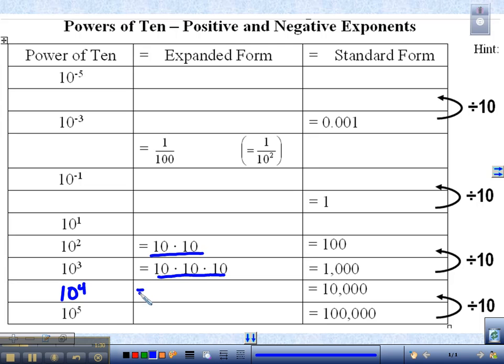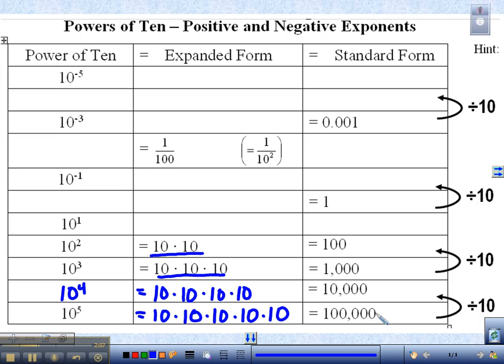10 to the fourth means 10 times 10 times 10 times 10. That exponent tells you how many times your base of 10 is being multiplied by itself. It's being multiplied by itself 4 times. When you multiply this all out, you get 10,000. All right, here we've got 10 to the fifth, which means we're going to multiply 10 by itself 5 times: 10 times 10 times 10 times 10 times 10. And when you multiply those all out, you get 100,000.